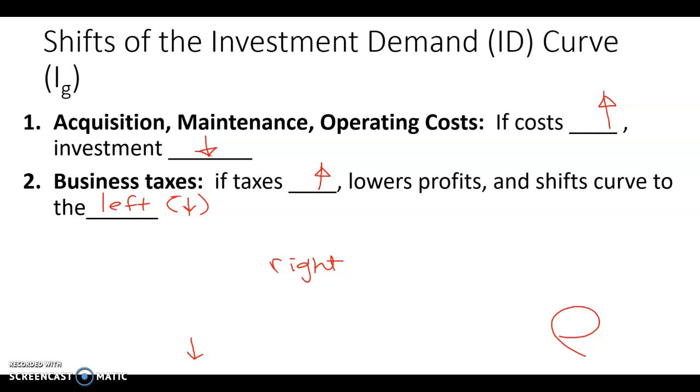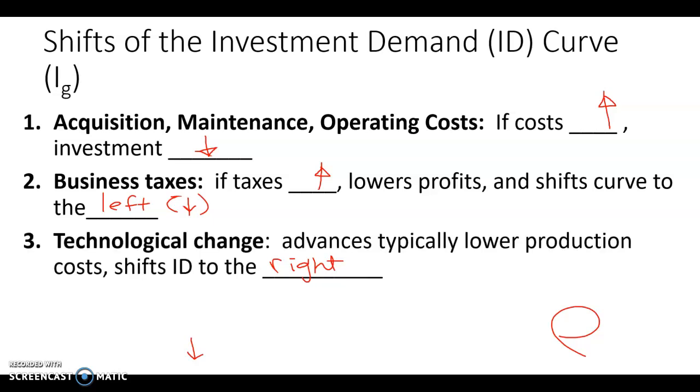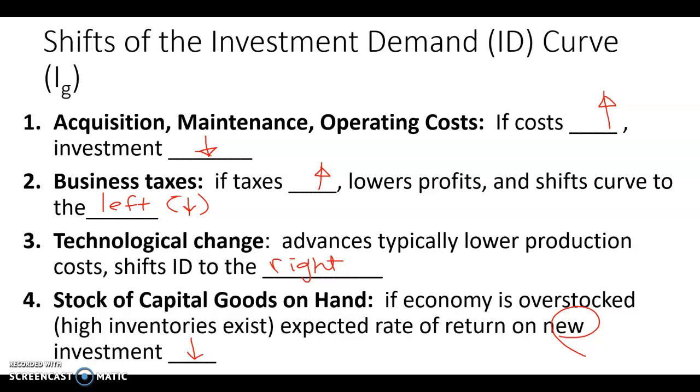So if it costs more to buy, I don't know, a business that needs to buy trucks, if that goes up, then they're going to invest less. So anything that costs to operate a business, depending upon what it is. Business taxes, if my taxes go up, it lowers my profits and it shifts the curve to the left. Kind of similar to what we saw in microeconomics. Technological changes typically advances lower production costs. That's what we've seen, and therefore investment demand shifts to the right, so it increases.